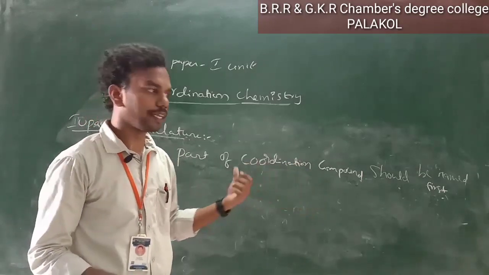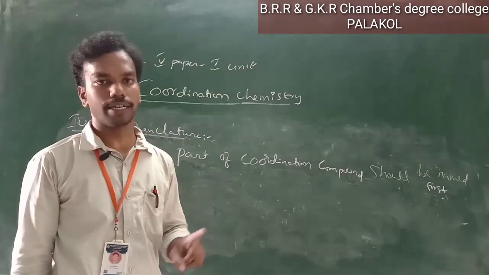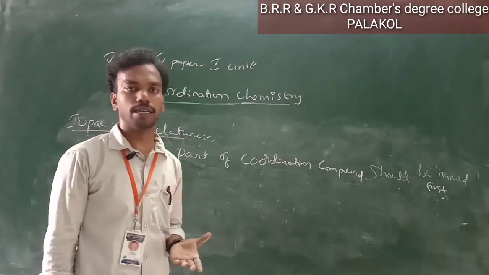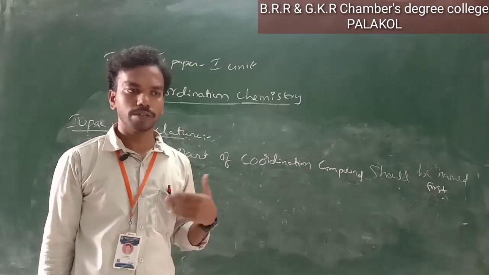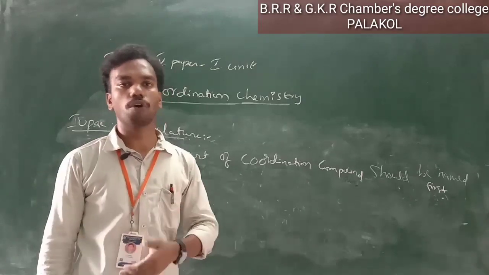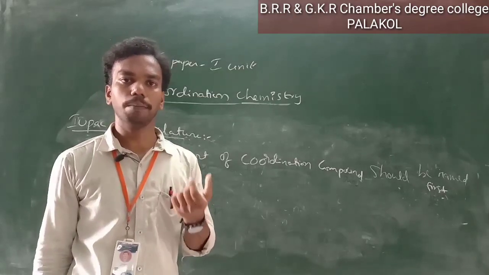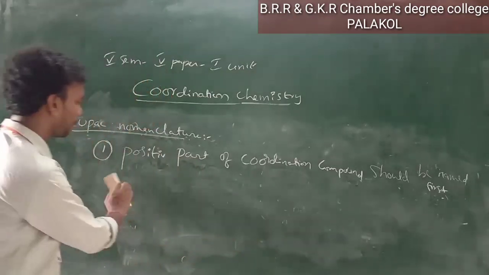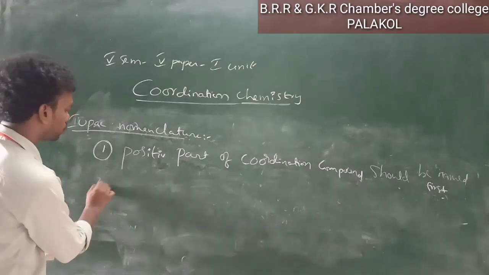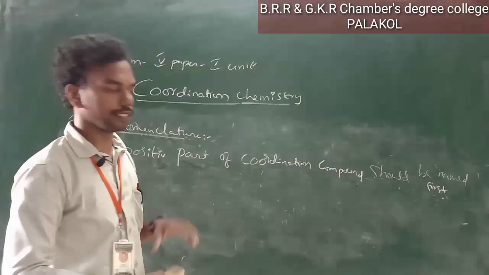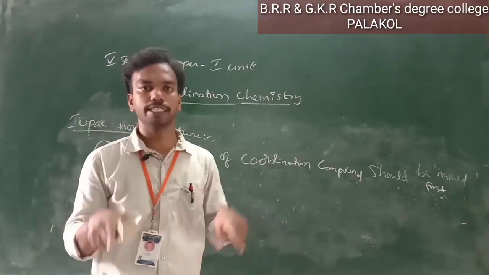Whether it is a complex compound or a simple ion, the first preference goes to the cation. The cation should be named first, like NaCl, sodium chloride, Na plus Cl minus. So first name sodium, Na plus, then chloride: sodium chloride, right? That is the first rule: cations are named first.